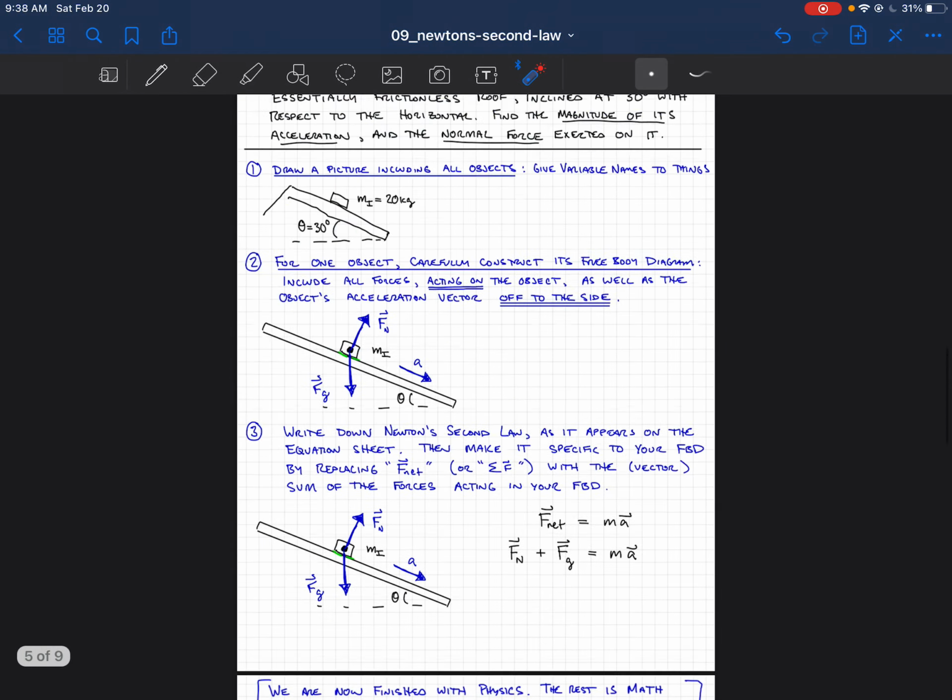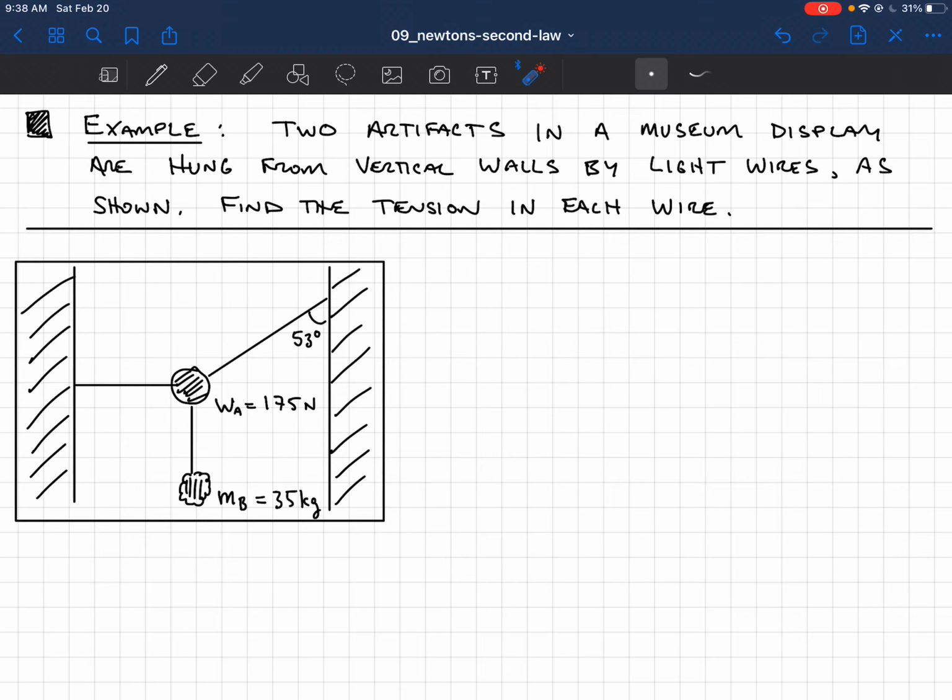So first example, we have two artifacts in a museum display that are hung from vertical walls by light wires. So we're supposed to find the tension in each wire. Well, okay, we're given a picture here, but we might want to redraw that picture for ourselves.